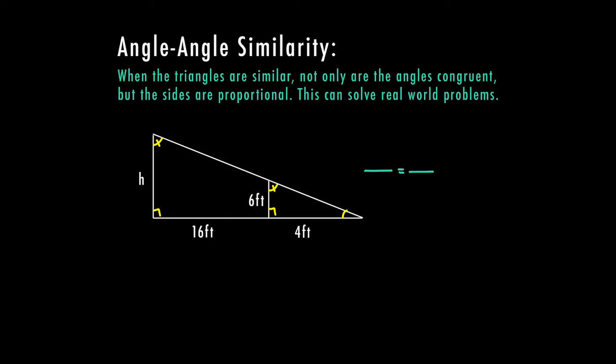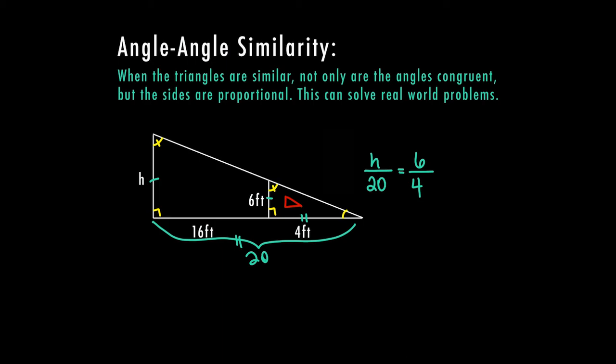I know that h corresponds to 6 feet. So this side length corresponds to this side length. And then this side length is going to correspond to this total distance. So 4 feet goes with 6 feet because they are both part of the smaller triangle here. So 4 is going to go under the 6. And then that means that 16 plus 4, my 20 feet, goes with the height, which is my h.